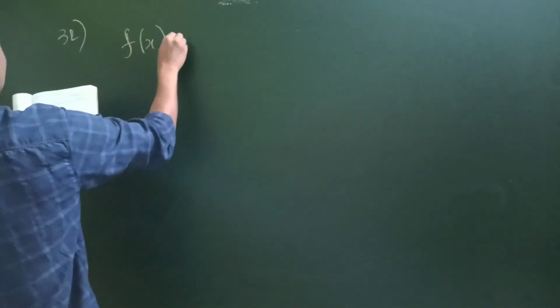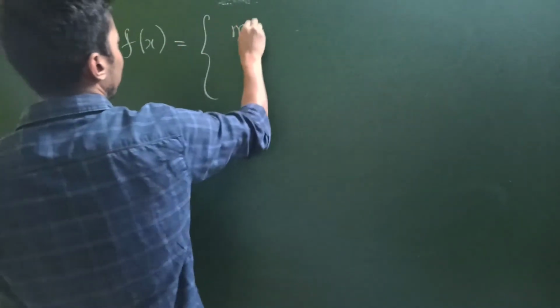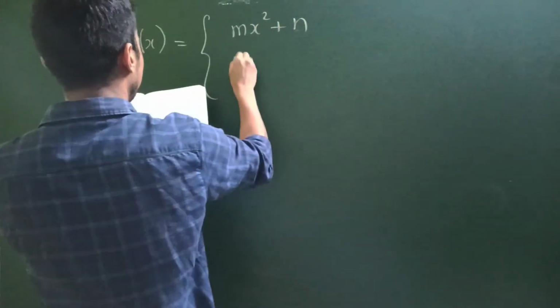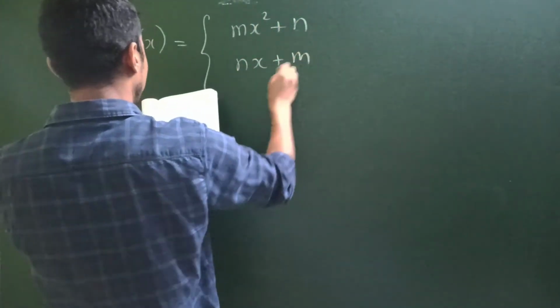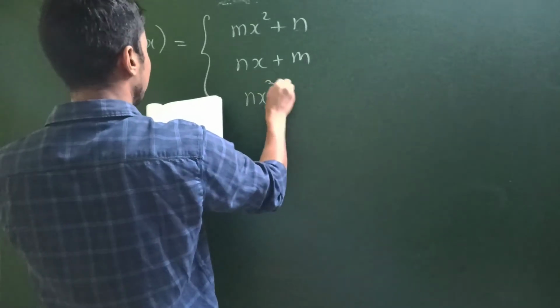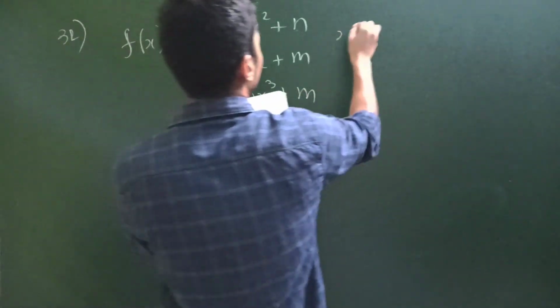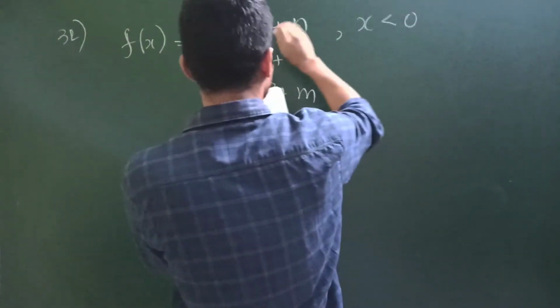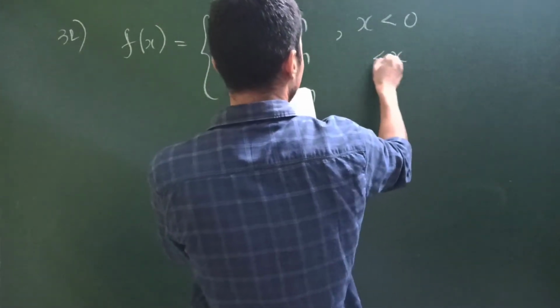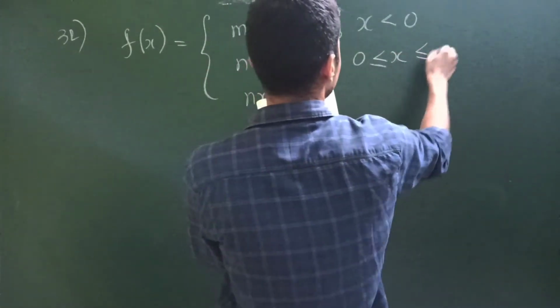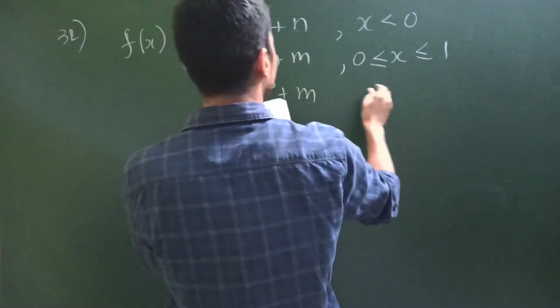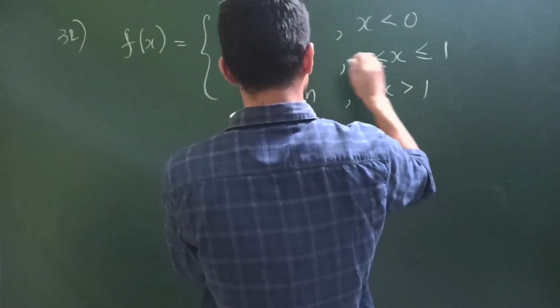Okay, so maybe one more question that we can try, that is question 32. Now a function is given to us. That's going to be m x squared plus n when x is less than 0, use this function. When x is greater than or equal to 0 and less than or equal to 1, use the function n x plus m. And when x is greater than 1, use this function, n x cubed plus m.